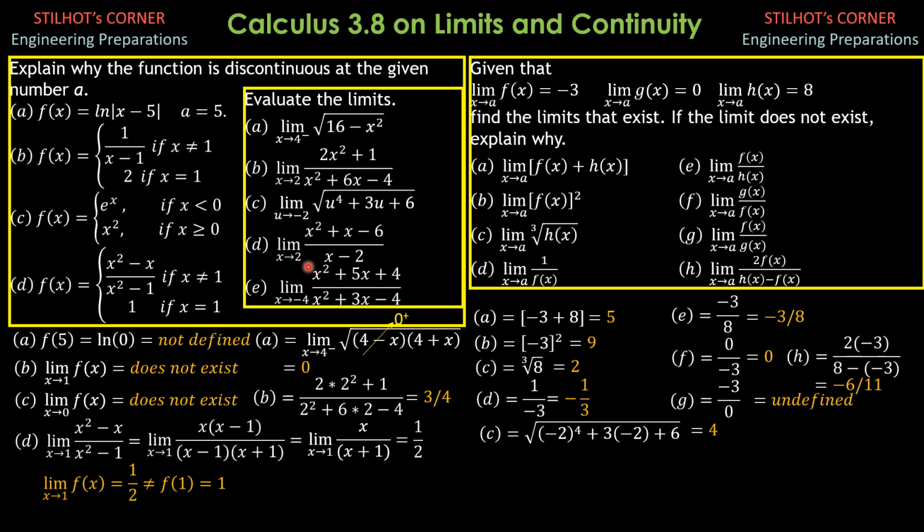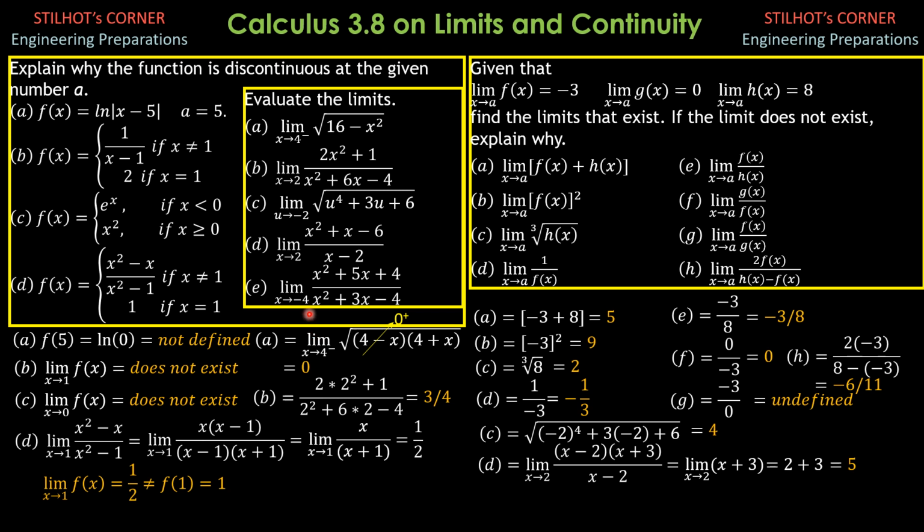Then letter D, as x approaches 2, the denominator approaches 0, but the numerator also approaches 0, 2 squared 4 plus 2, 6 minus 6, 0, but definitely the numerator has x minus 2 as a factor. The factors are x minus 2 and x plus 3 in the numerator. So we factor first. Limit as x approaches 2 of x minus 2, x plus 3 over x minus 2. We can cancel x minus 2, so that reduces to limit of x plus 3. Then as x approaches 2, it is 2 plus 3, and it is equal to 5. So the limit as x approaches 2 is 5.